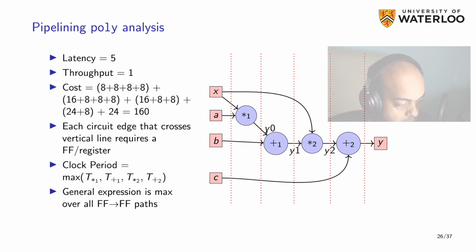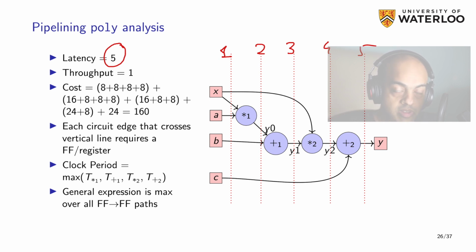To count latency, I'm going to annotate each stage by a number, 1, 2, 3, 4, 5. So I count how many vertical lines I have, and that is my latency, okay? The throughput in this case is 1 because I can push in a new value every clock cycle.